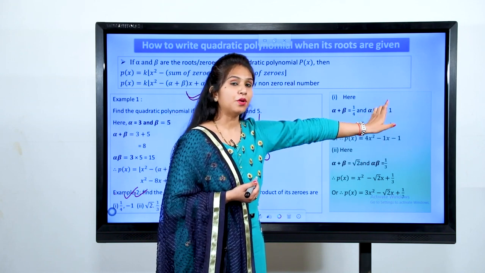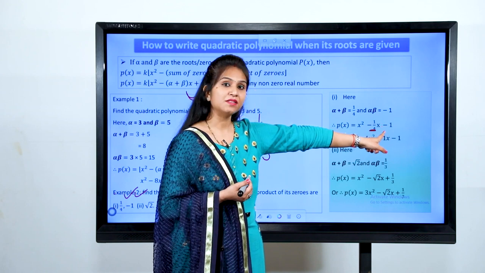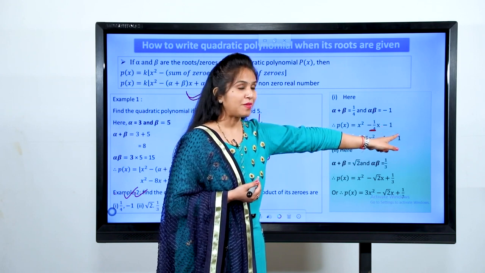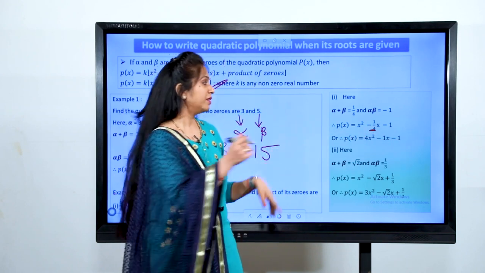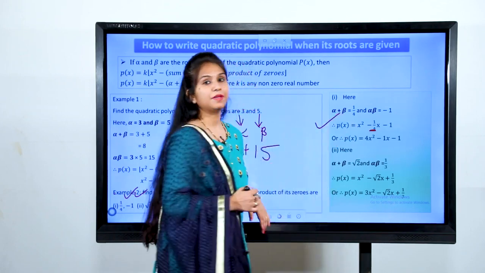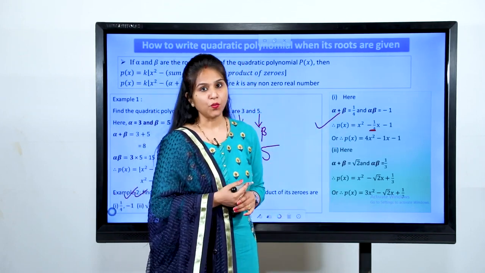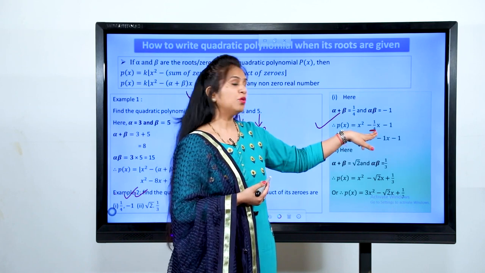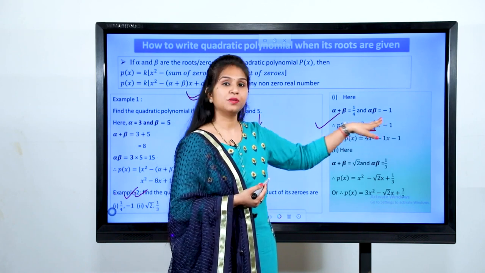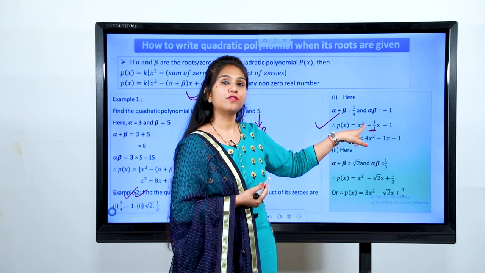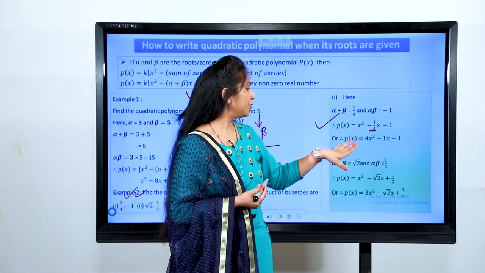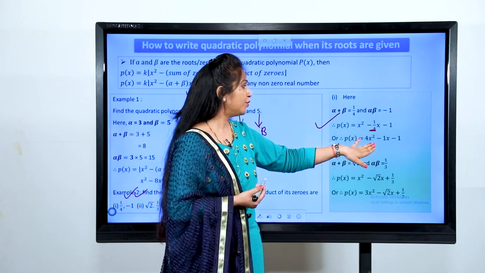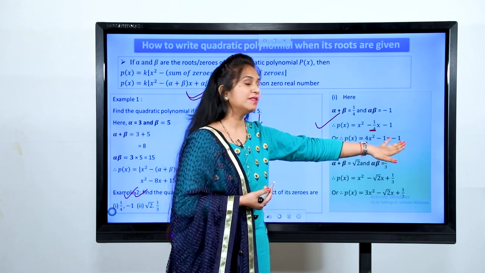But remember here product is already negative, so it is plus of minus 1, that gives you minus 1. And children, if you keep your answer till this step, it is perfectly okay. But if you want, in the next step, you can multiply the whole equation by 4 to remove this 4 from the denominator. So it will reduce to p of x is equal to 4x square minus x minus 1.